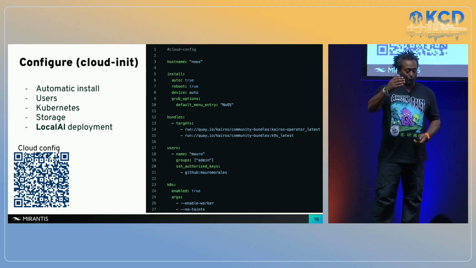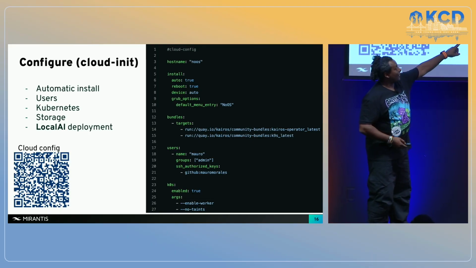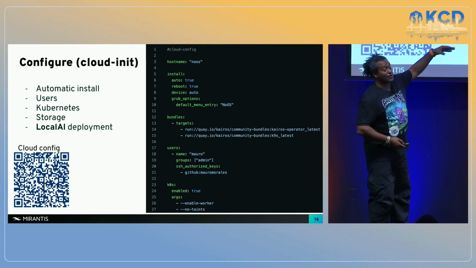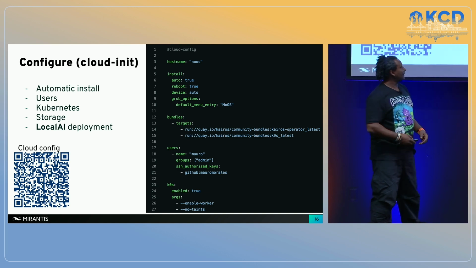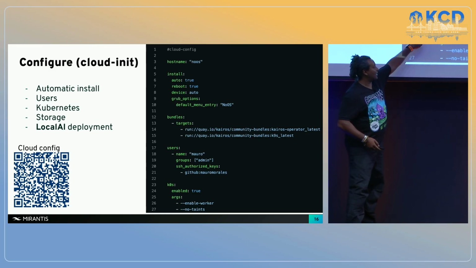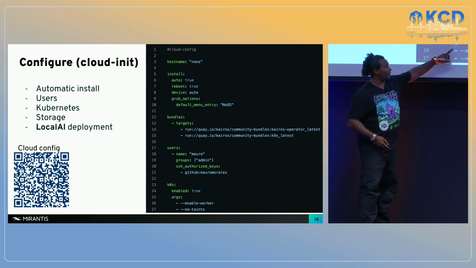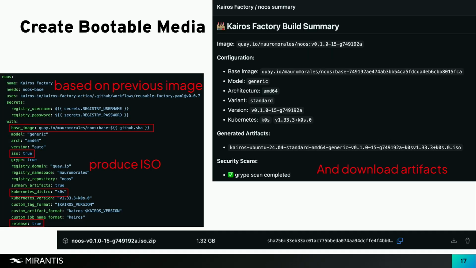You pass to Kairos where it needs to take the base image from, if there is a base image, or if it doesn't have to have a base image, you can just pass the configuration. You can pass what type of Kubernetes we want to have, in this case K0S. We want to have it enabled, and we want to have the arguments. Then we can create a bootable media, and that is where the user-initiated provisioning comes in.